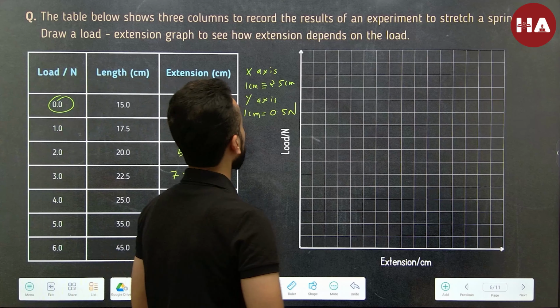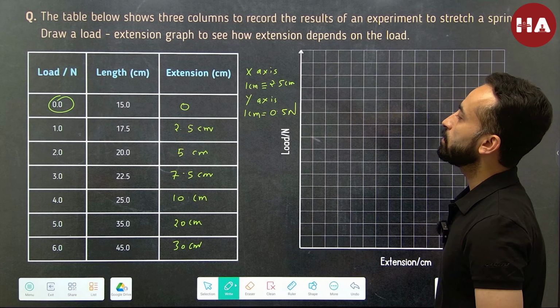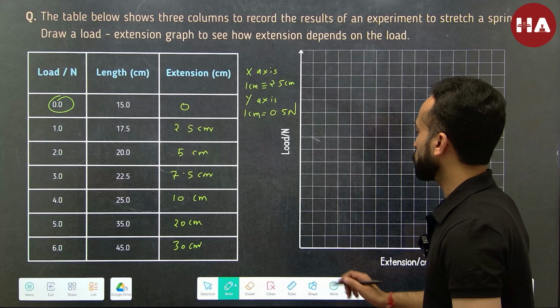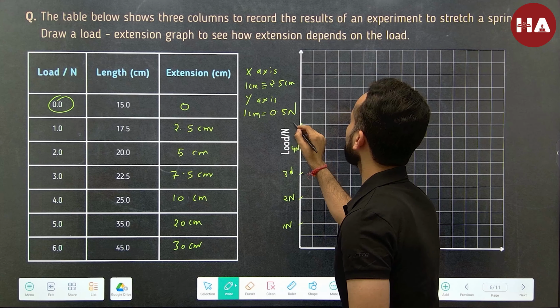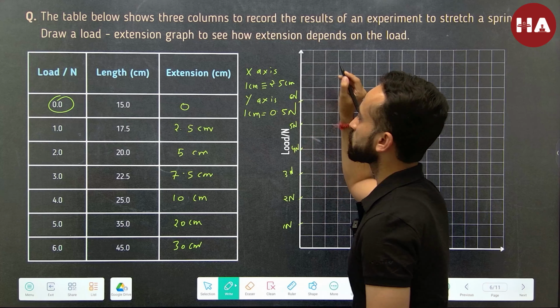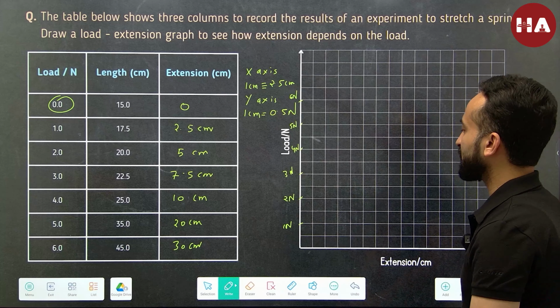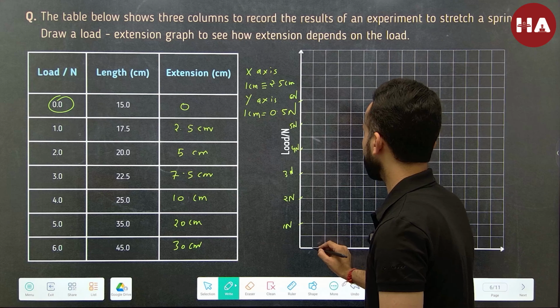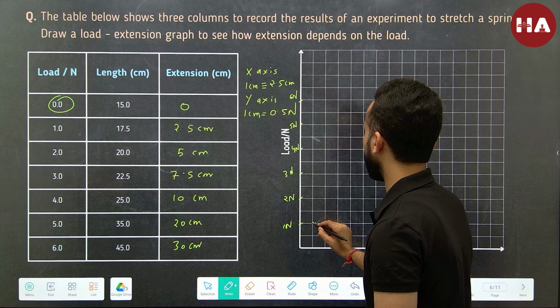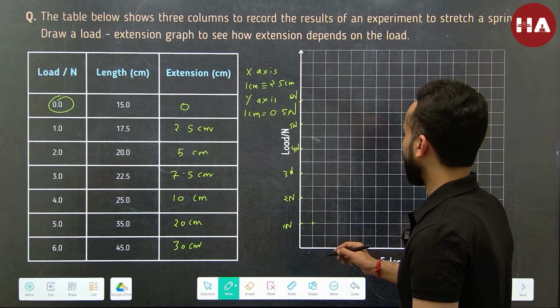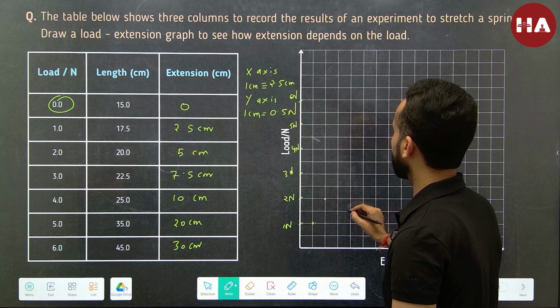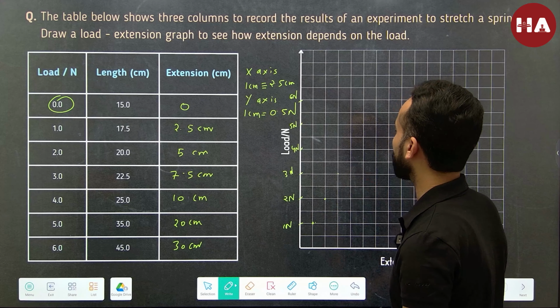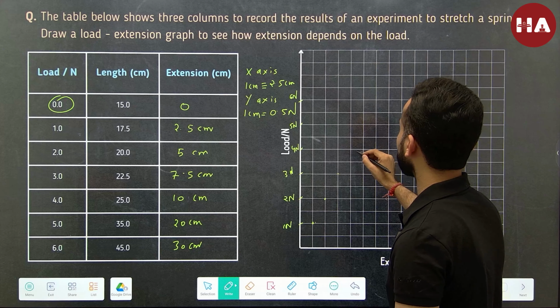Alright, so now let's do this very quickly. First let's plot the y-axis. So this is going to be 1 Newton, this is going to be 2 Newton, 3 Newton, 4 Newton, 5 Newton, and therefore 6 Newton, right? We have to go up to 6. X-axis, first we have to go for 2.5, so 1, then 2.5, then 2, then 5, then 3, then this is 7.5, then 4, this is 10, easy, right?